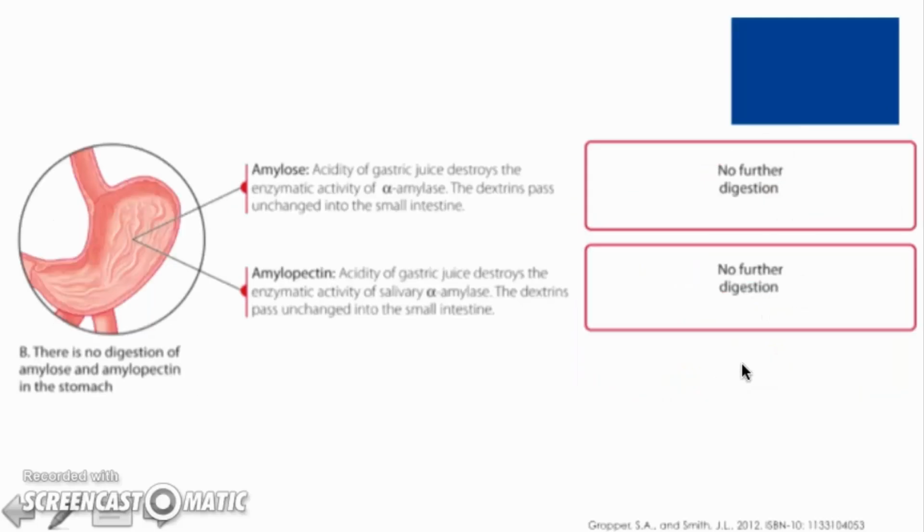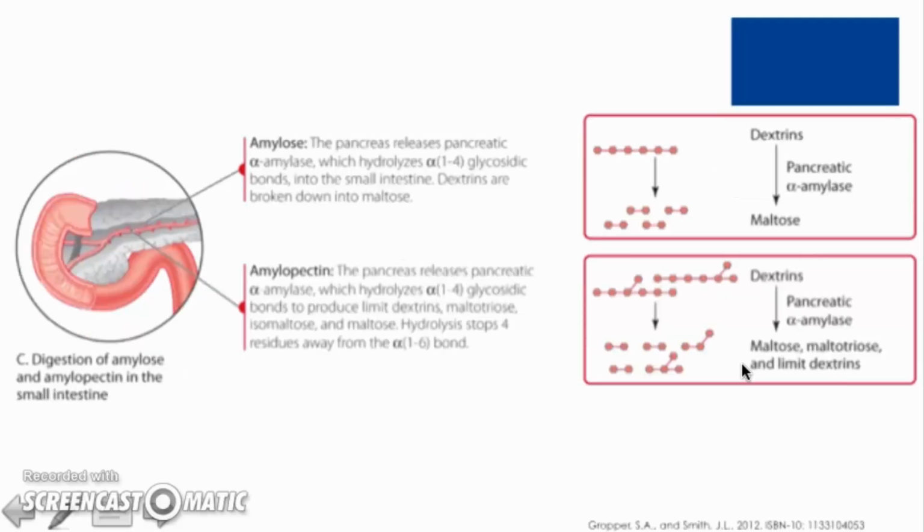Next, we see in the stomach there is no further digestion of amylose or amylopectin, as the amylase enzyme is deactivated by the acidic gastric juice. Then we see that the smaller units of maltose, glucose, and dextrins then move into the small intestine.